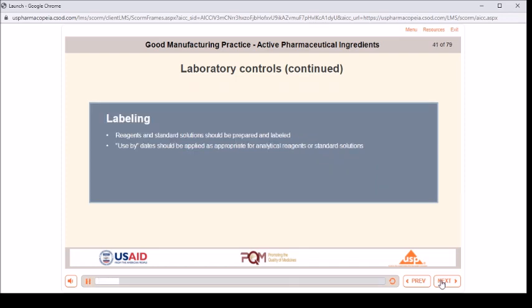Laboratory controls. Continued. Labeling. Reagents and standard solutions should be prepared and labeled. Use by dates should be applied as appropriate for analytical reagents or standard solutions.